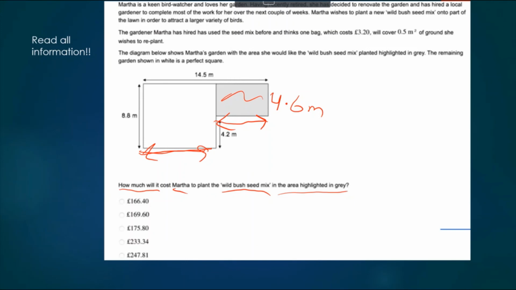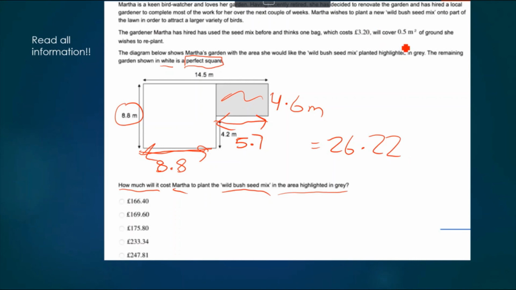If you've read the question, you would know that the area in white, the square, makes a perfect square. So if it makes a perfect square, a square has all lengths equal. So if this is 8.8, this will also be 8.8. So then what you can do is 14.5 minus 8.8, and this would give you 5.7 for this. Then you could do 5.7 times 4.6, which gives you 26.22.